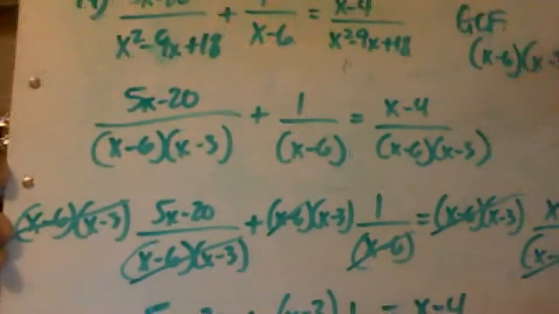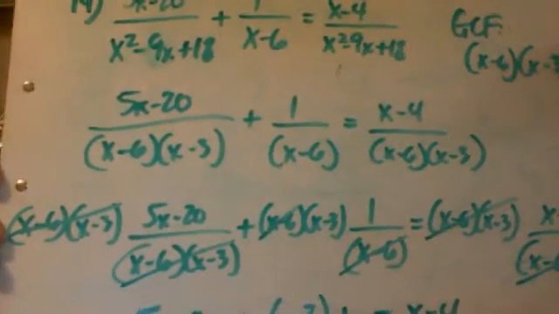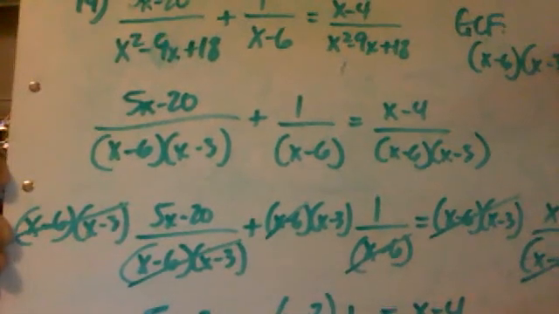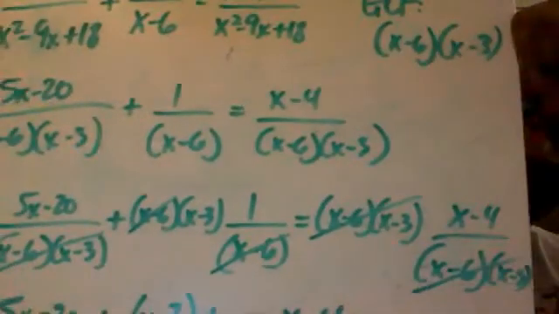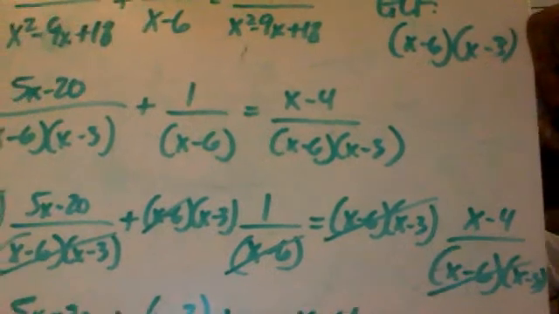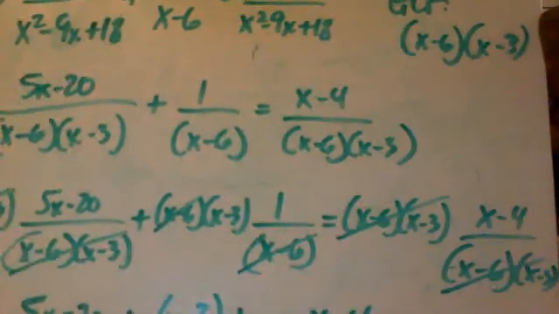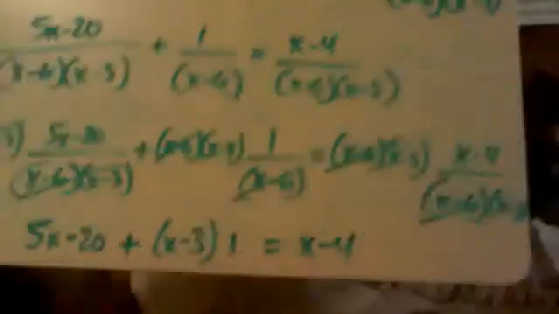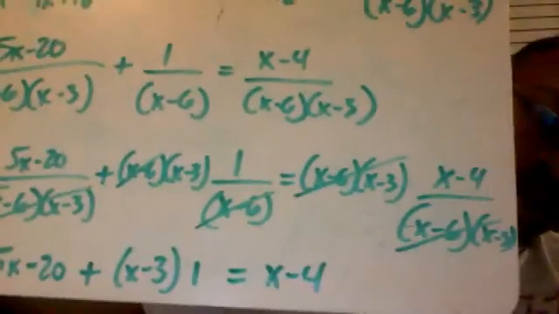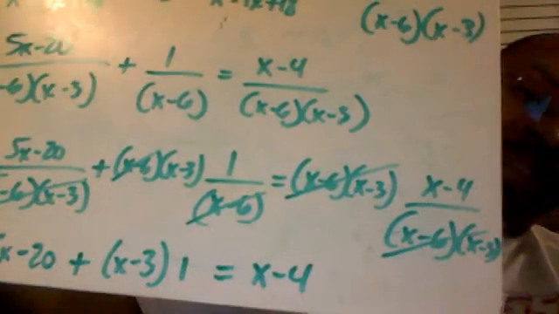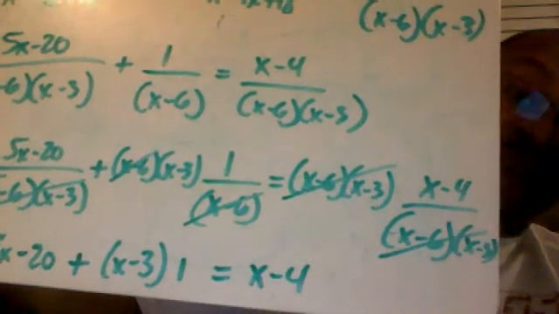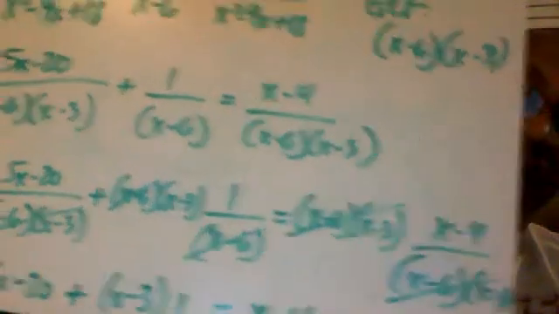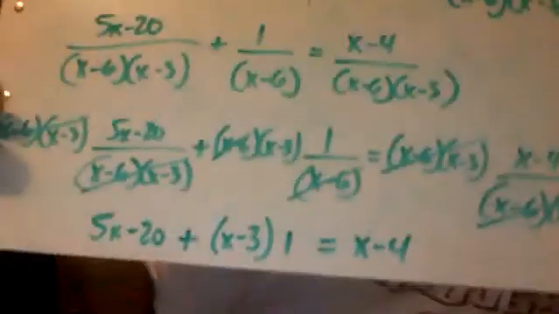You see how that 5x minus 20 on the left of that, I canceled out all that. X minus 6, x minus 3, and below it, x minus 6, x minus 3, it cancels. You see at the second term, I canceled out x minus 6. I couldn't cancel out the x minus 3 because it's not in the denominator. So I just leave that. And then if you look at your third term, x minus 4, you see how I have x minus 6, x minus 3, and x minus 6, x minus 3 in both the numerator and denominator? It cancels.